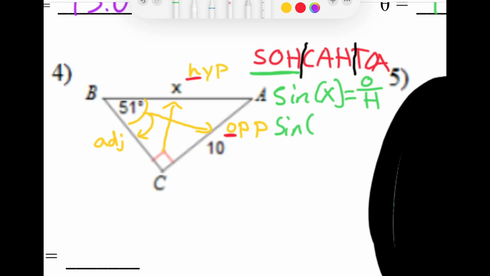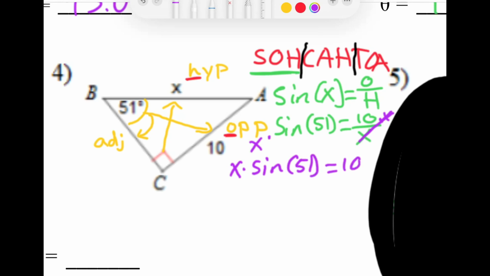So sine of the angle measurement, we still have the angle measurement, equals opposite side is 10, hypotenuse is x. To get x by itself, we've got to move the x to the other side to get rid of the fraction first. Then we can get x by itself. So if you know the trick, you can use the trick at the moment. If not, you have to do it the long way. So multiply by x, we get x times sine of 51 degrees equals 10.